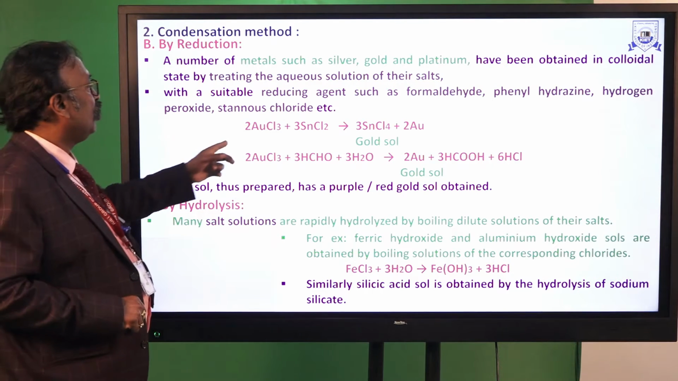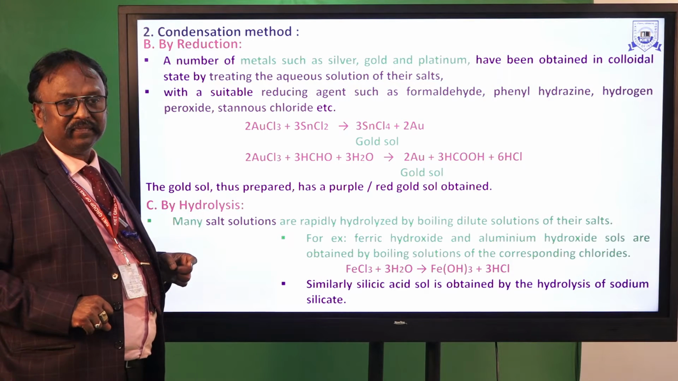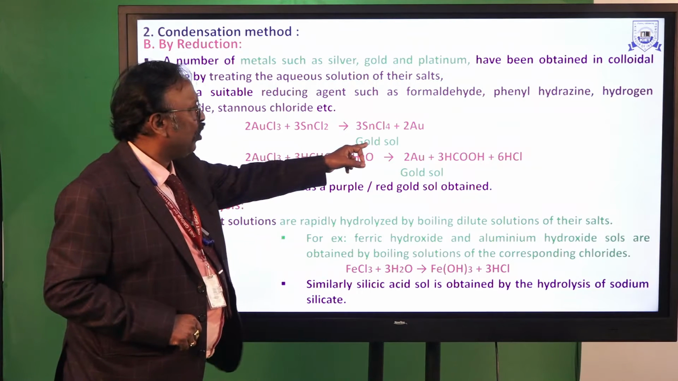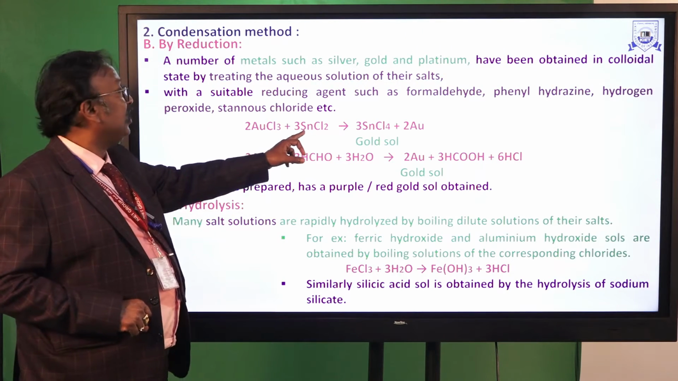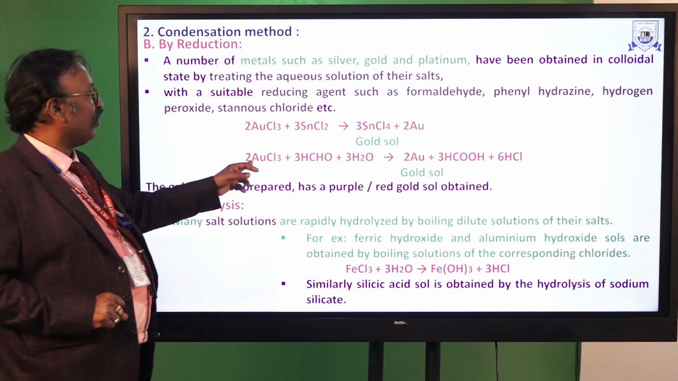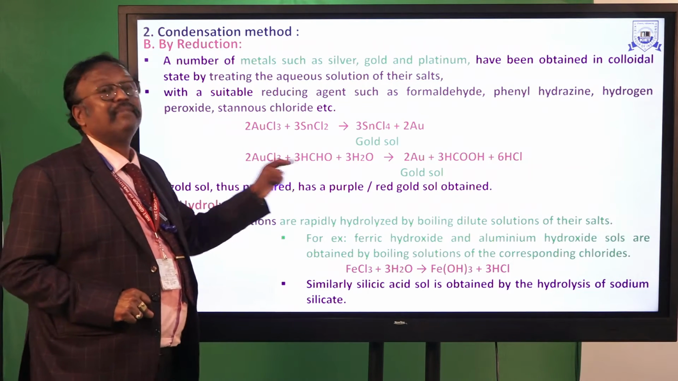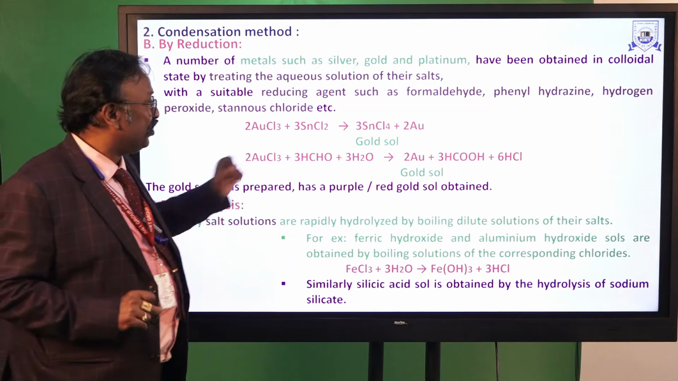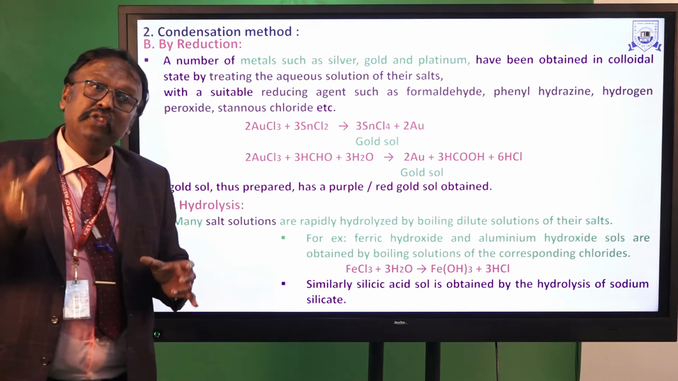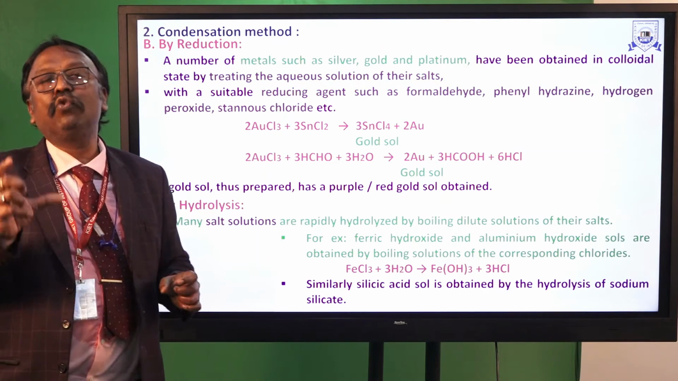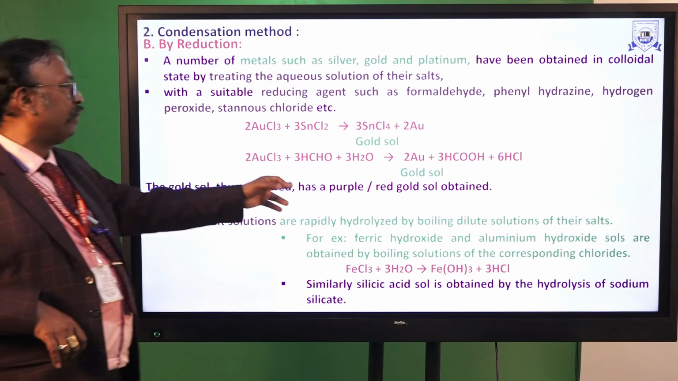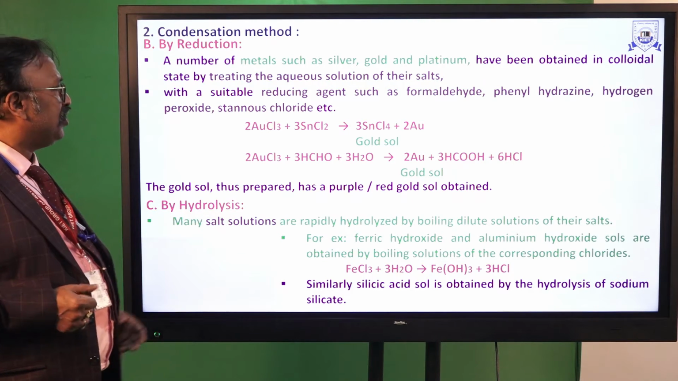Example: AuCl3, gold, where stannous chloride is used. Immediately gold sol is obtained. When stannous chloride is used as a reducing agent, gold sol can be prepared. The second one is AuCl3 with formaldehyde, used in the presence of water; immediately the gold sol is obtained. That means with the help of reducing agents we get a colloidal dispersion. The gold sol thus prepared is a purple or red sol, obtained by using these two methods.